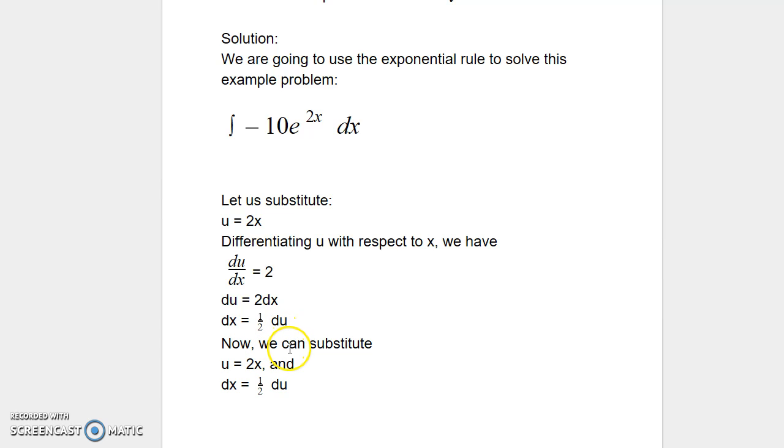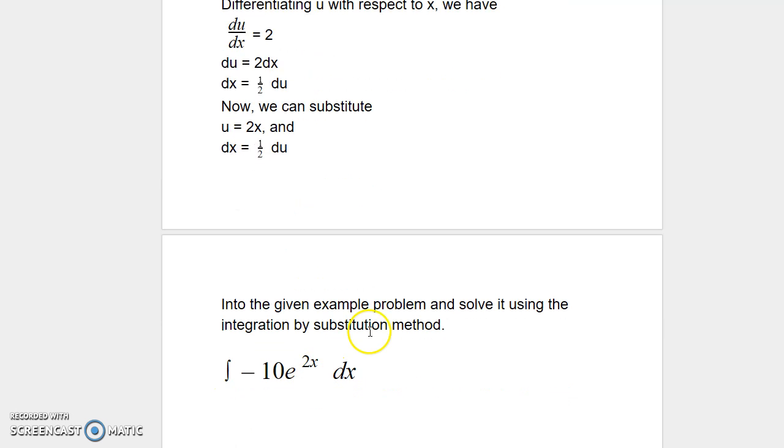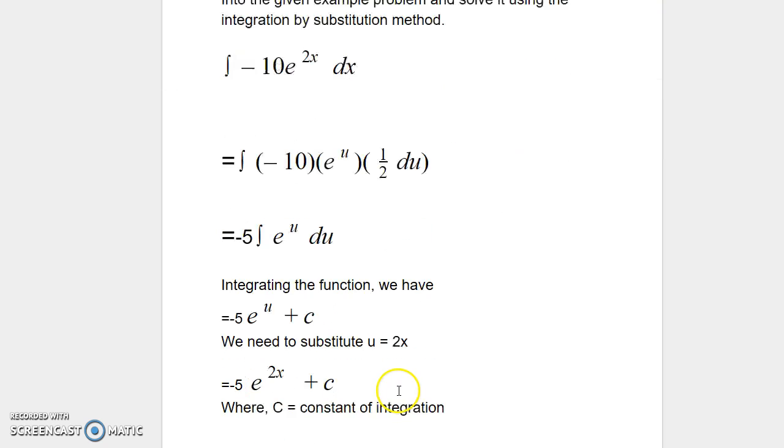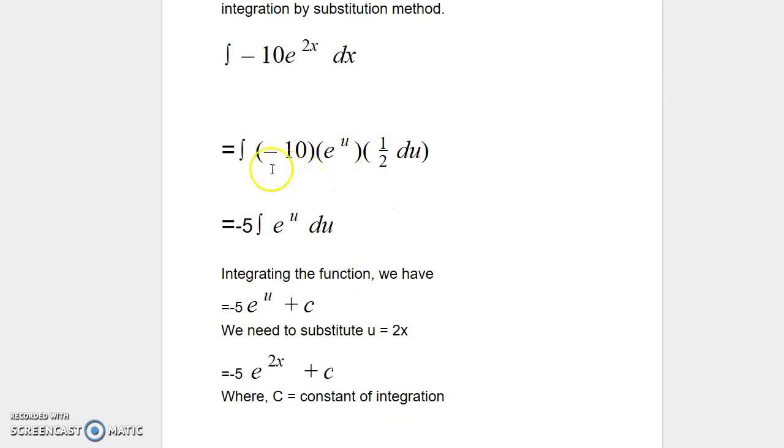Now we can substitute u as equal to 2x, and dx as equal to 1 over 2 du into the given example problem, and then use the rules of integration to solve it. So our problem is integral minus 10 e to the power of 2x dx. Wherever we see 2x, we're going to replace it by u. So integral minus 10 e to the power of u, and wherever we see dx, we can substitute 1 over 2 du. By doing so, we can simplify it now.